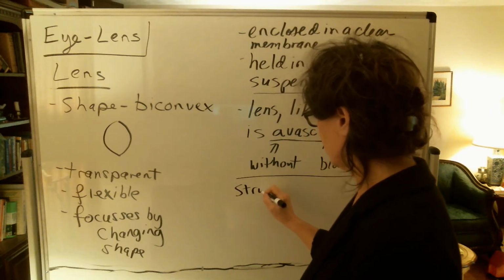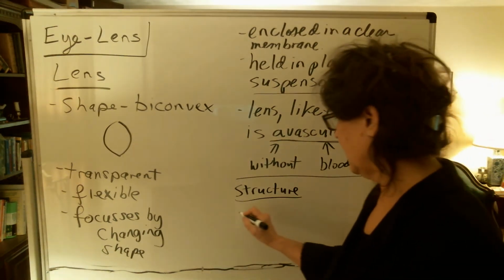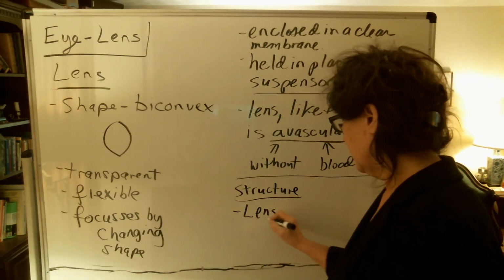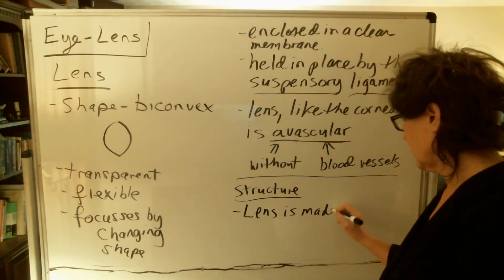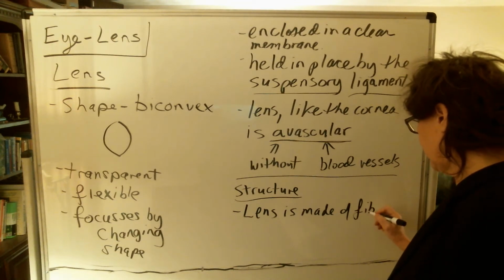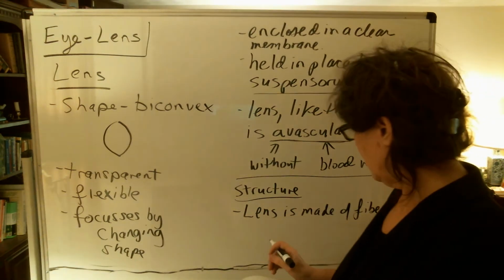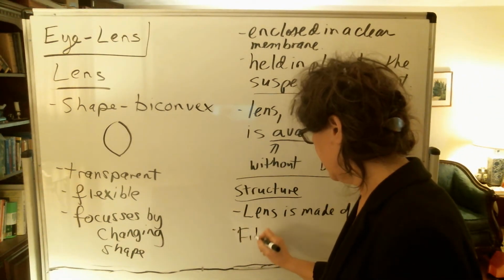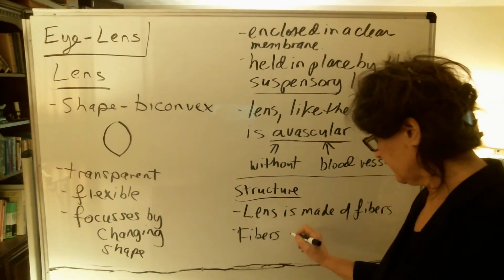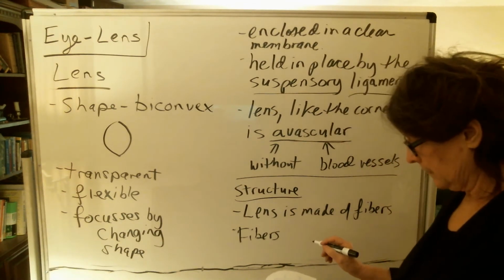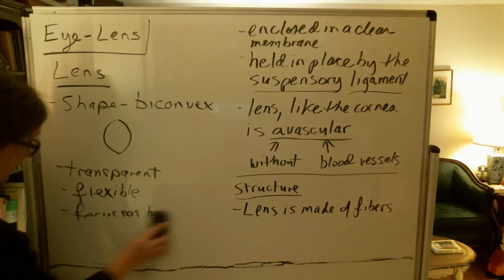So the structure of the lens then. The lens is made of fibers, believe it or not. It is actually a fibrous substance. So it is made out of fibers.